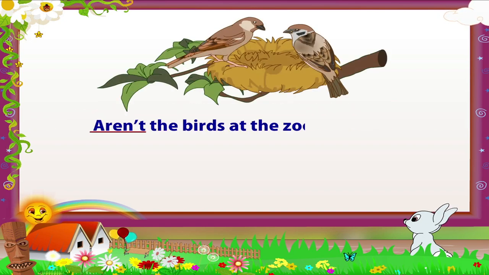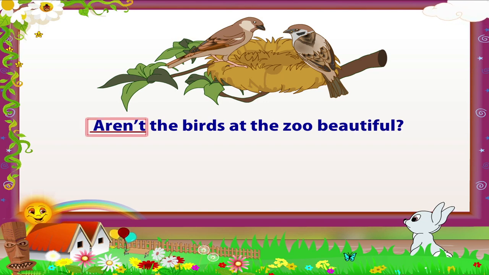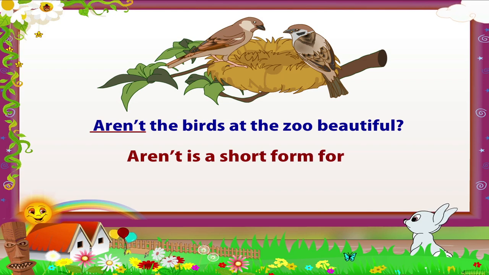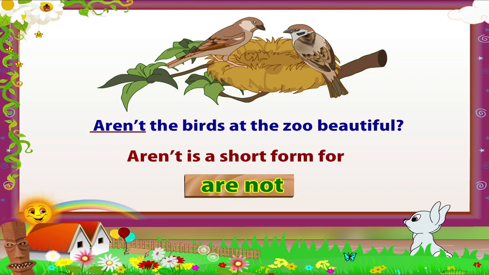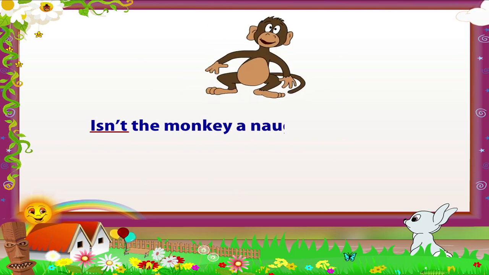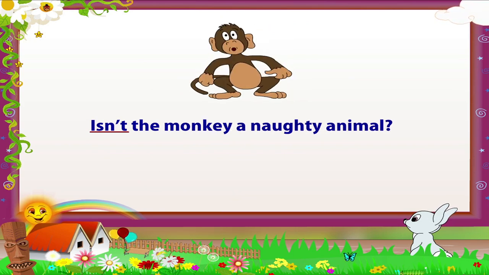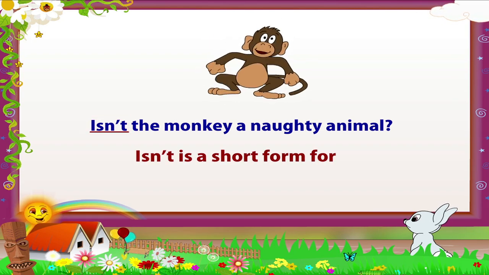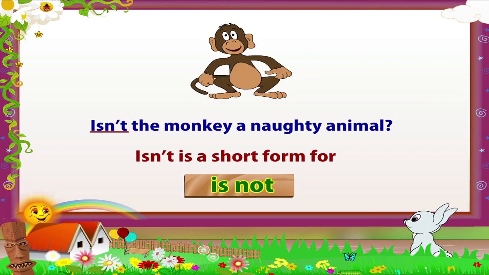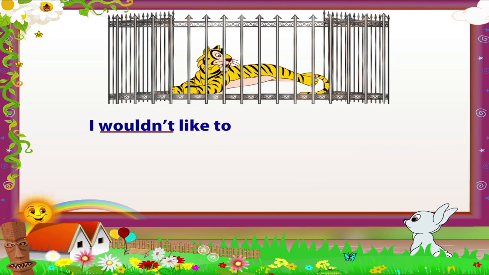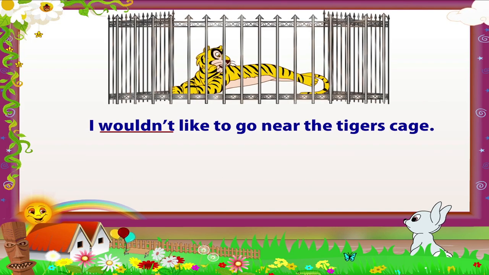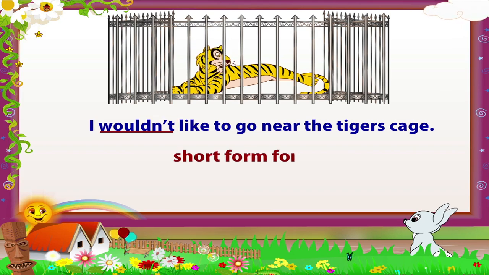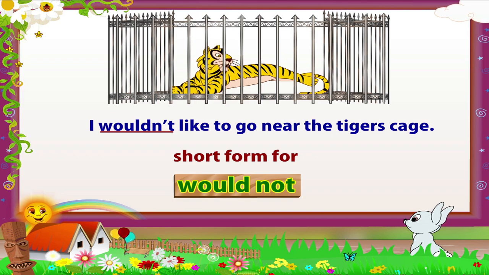Aren't the birds at the zoo beautiful? Aren't. Aren't is a short form for are not. Isn't the monkey a naughty animal? Isn't. Isn't is a short form for is not. I wouldn't like to go near the tiger's cage. Wouldn't, short form for would not.